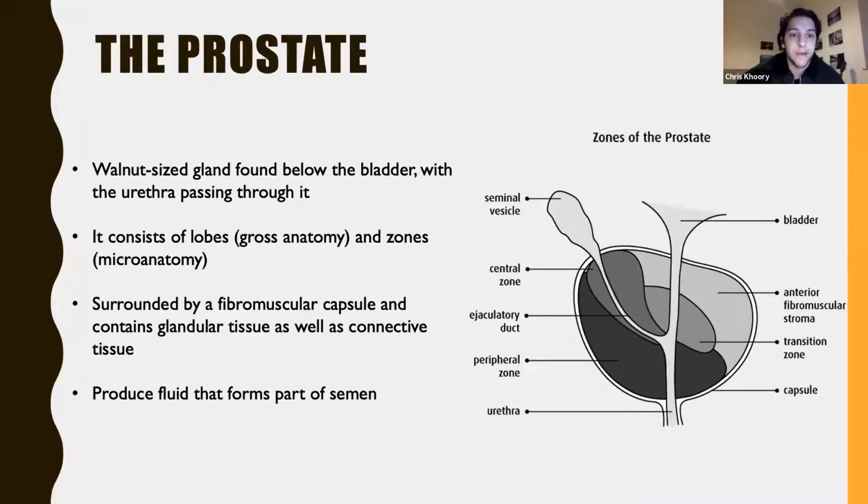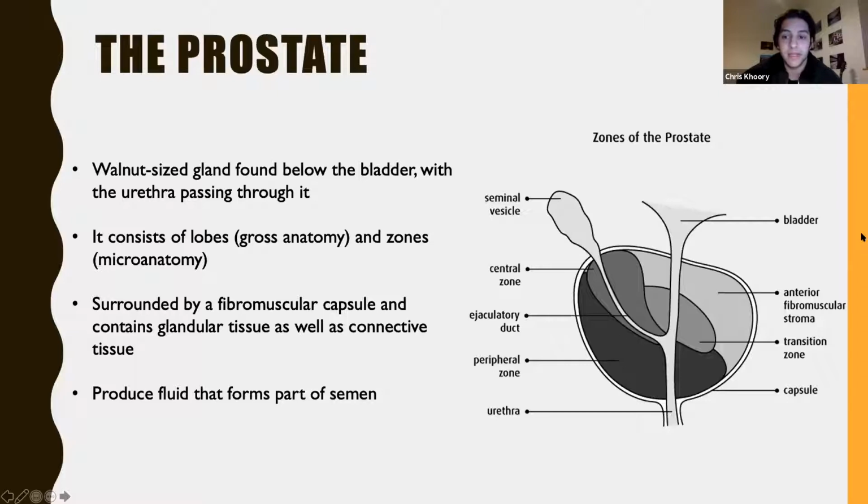It's found just below the bladder with the urethra passing through it. It consists of lobes as part of its gross anatomy and zones, which is its microanatomy. Because of the variation in descriptions and definitions of lobes, usually the zone classification is preferred. It's surrounded by a fibromuscular capsule and contains glandular tissue as well as connective tissue. And it produces fluid that forms part of semen.